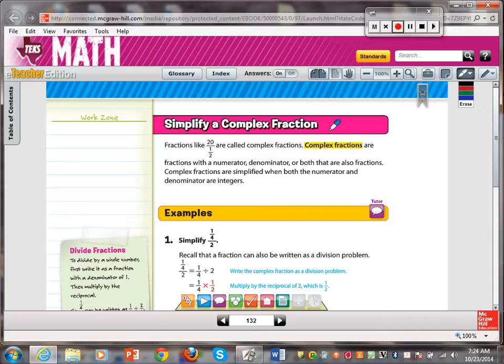Simplify a complex fraction. Fractions like 20 divided by 1/2 are called complex fractions. Complex fractions are fractions with a numerator, a denominator, or both that are also fractions. Complex fractions are simplified when both the numerator and denominator are integers. Let's go straight to our examples.